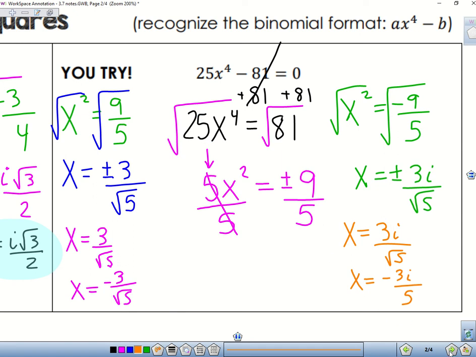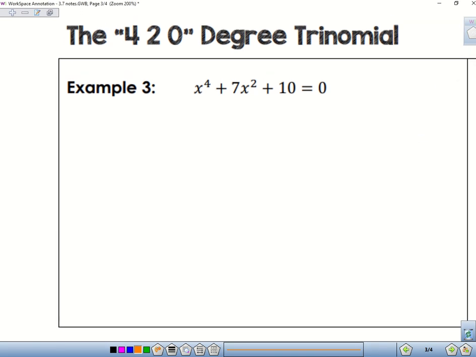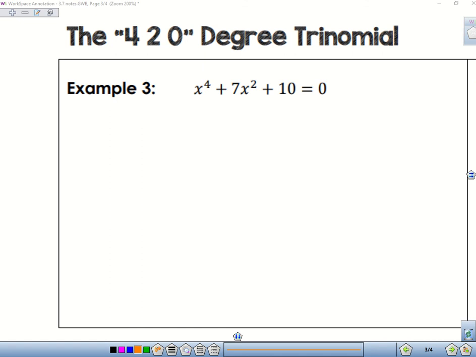So are you guys ready to move on to the next set? Yeah. All right, sounds good. We're going to do the 420-degree trinomials. Why they're called that is because we have a 4th degree, a 2nd degree, and a 0-degree term. So that's where that acronym comes from. So we're going to go ahead and factor these.